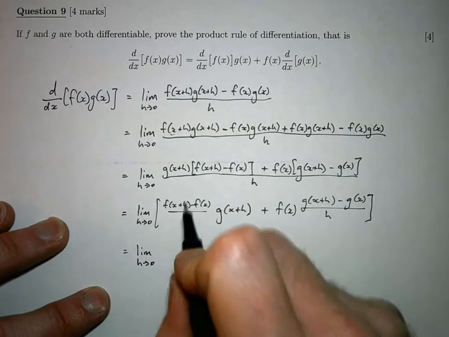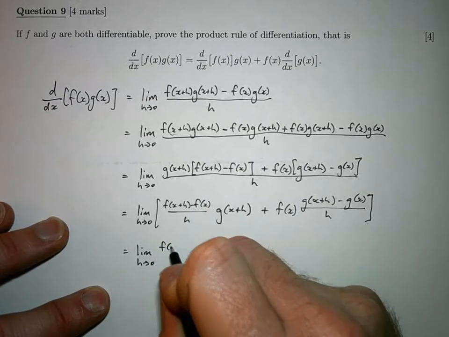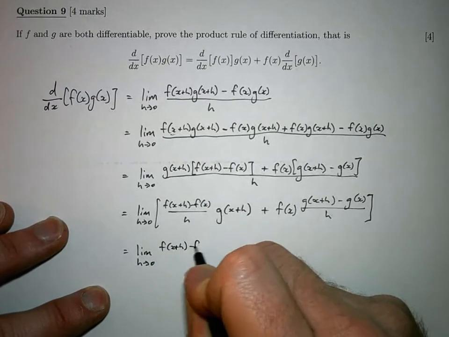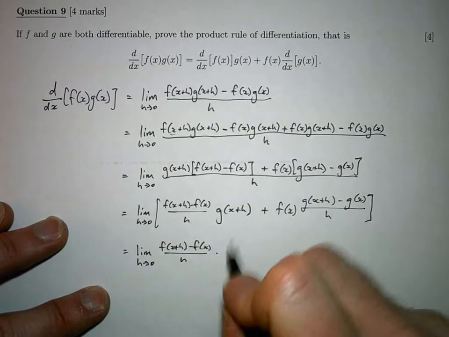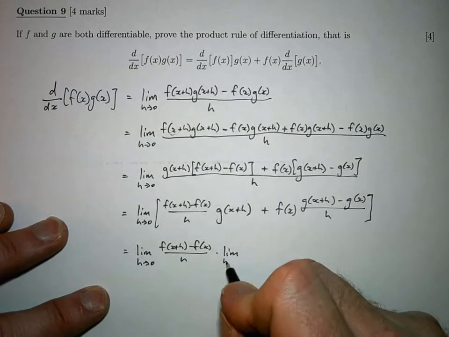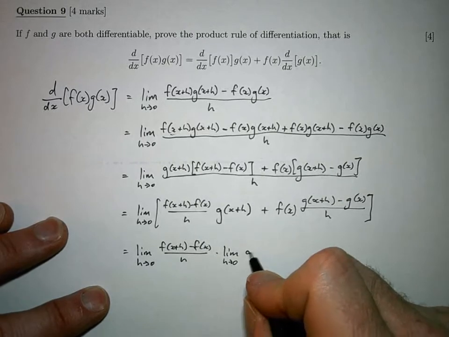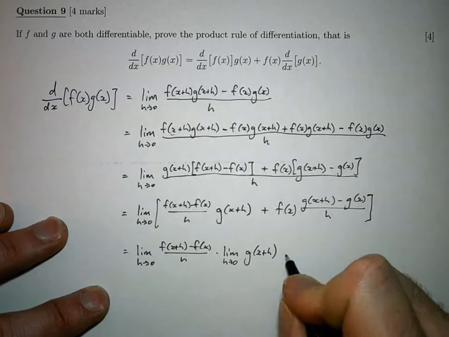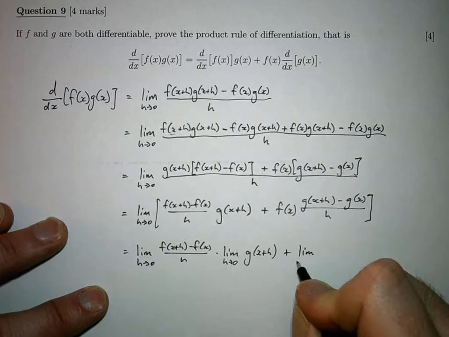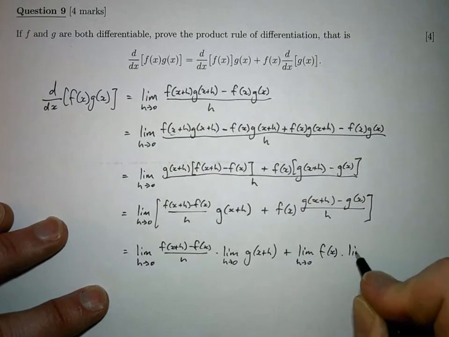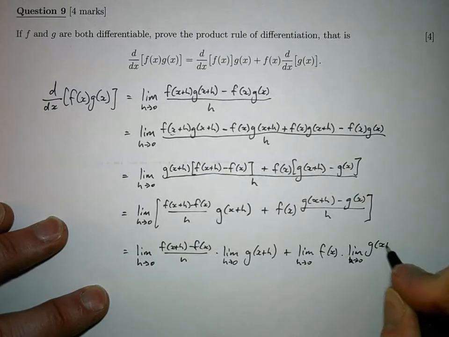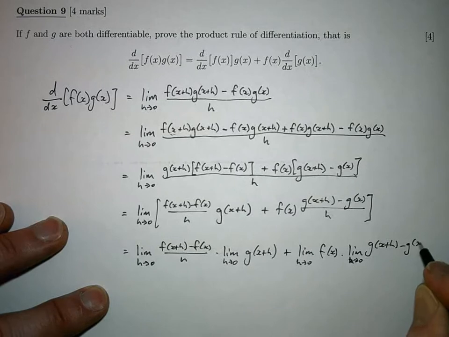So we've got the limit as h approaches 0 of the first one, which is f of x plus h minus f of x all over h, times the limit of this guy over here, the limit as h approaches 0 of g of x plus h, plus the limit as h approaches 0 of f of x, times the limit as h approaches 0 of g of x plus h minus g of x all over h.